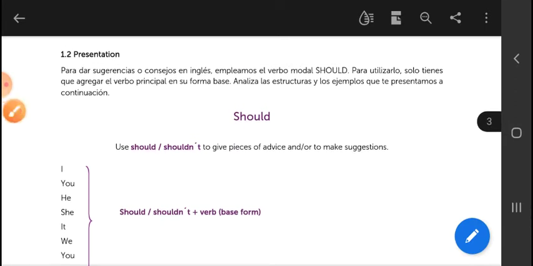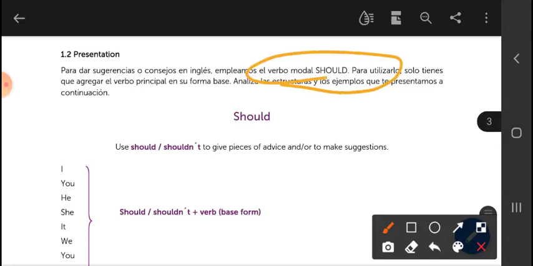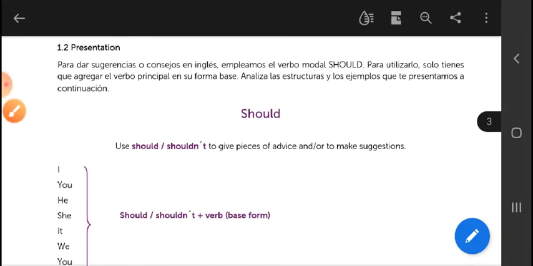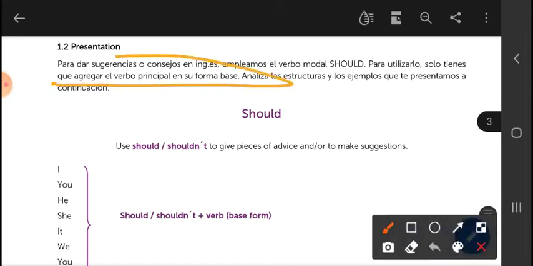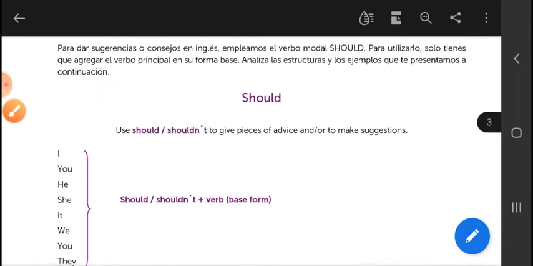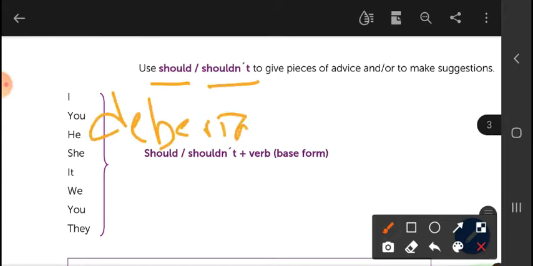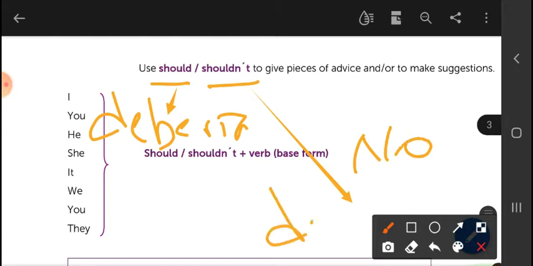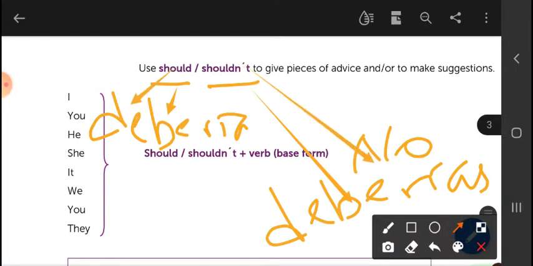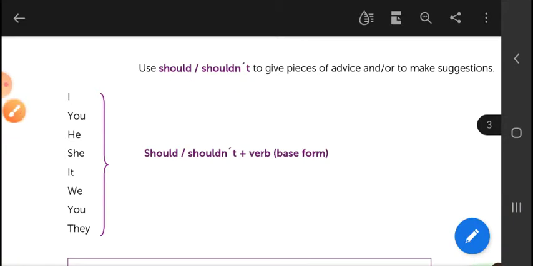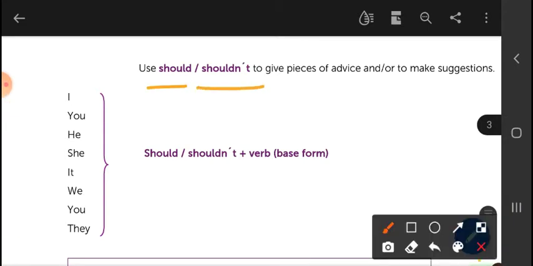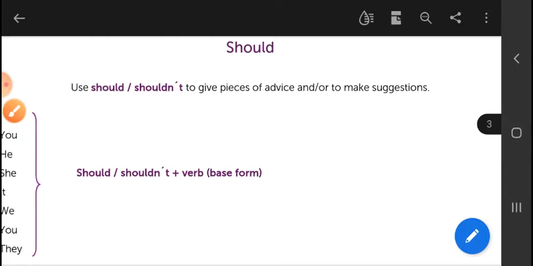Now let's continue. Para dar sugerencias en inglés utilizamos el verbo modal should, yes. Para utilizarlo solo tienes que agregar el verbo principal en su forma base. Ok, ¿cómo es eso? Attention here at the example. Should or shouldn't. In Spanish, should, deberías, and shouldn't, no deberías. Remember that. Okay? So you use should and shouldn't to give pieces of advice.